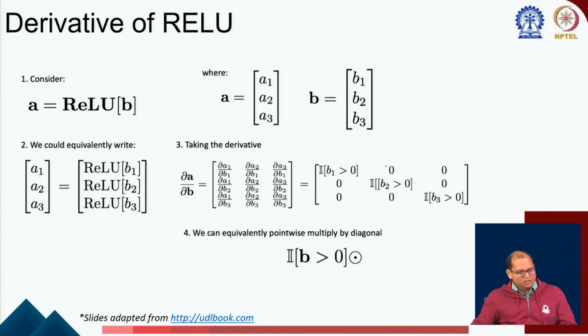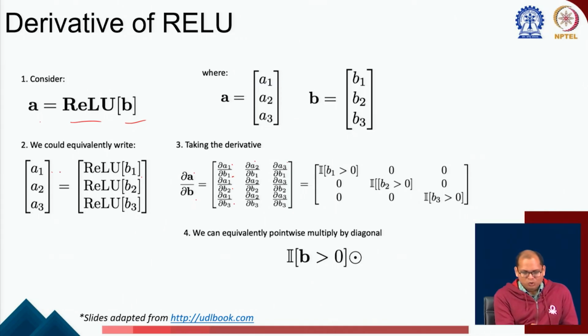Now the other thing you have to do is to compute the derivative of the ReLU. This is also not very difficult. Let's say we have A as ReLU of B, and A and B are both vectors. We could equivalently write A1 as ReLU of B1, A2 as ReLU of B2, A3 as ReLU of B3. Now I want to take the derivative of A with respect to B, so again follow the denominator layout. You see B1, B2, B3 is being followed like that, and A1, A2, A3 like that, right?